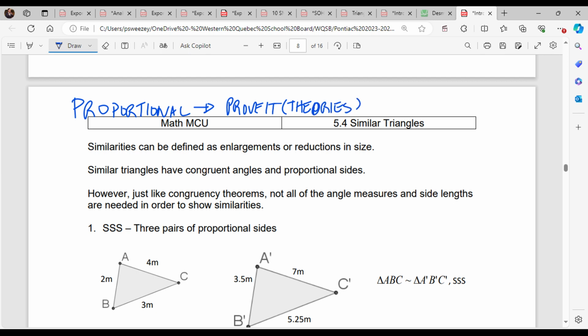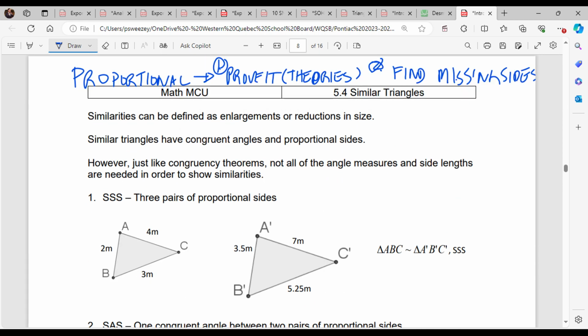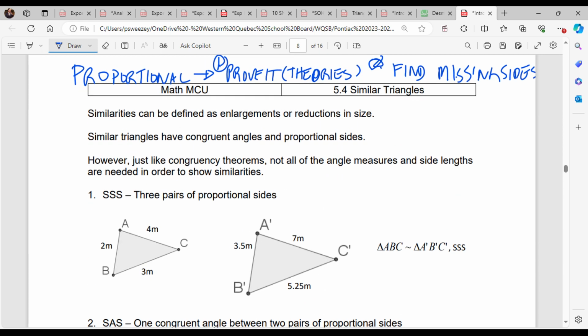The other thing that you may be asked is to find missing sides. So that's where you'll see this, and it'll be short answer and or multiple choice. But what is that before the find? It's a 2. It's a 2.